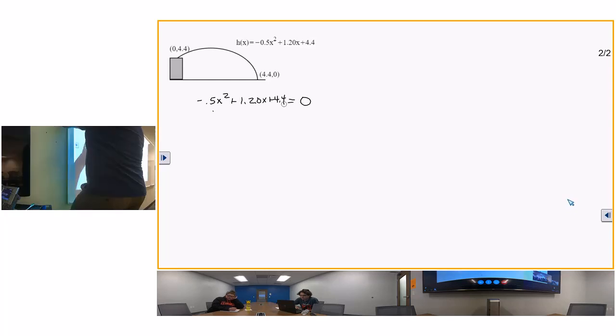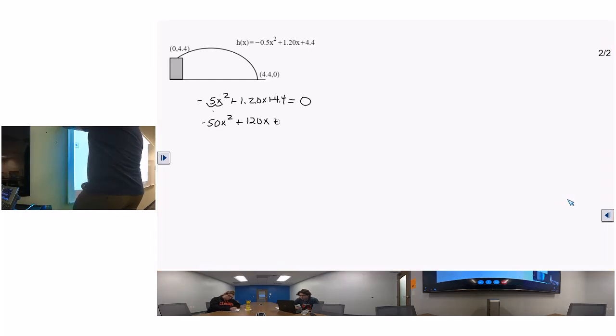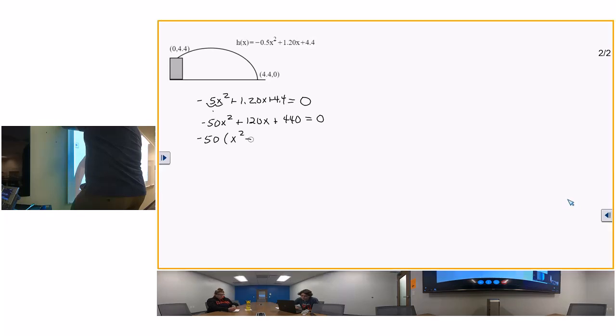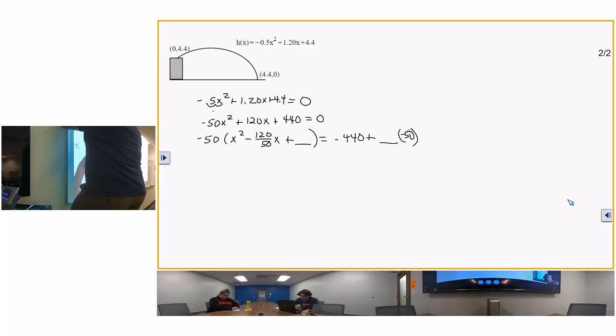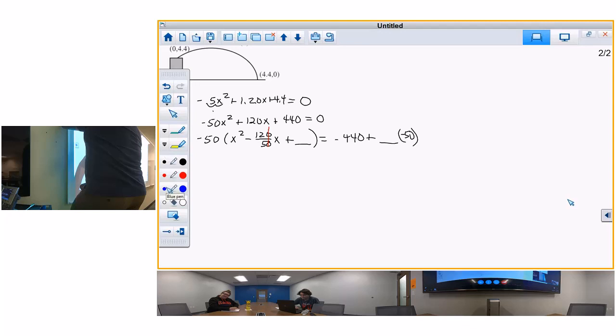Well, multiply through by 100. So that's going to be negative 50x squared plus 120x plus 440 is equal to what? 0. Now I'm going to divide by negative 50, that's going to give me x squared. I'm just going to put 120 over 50 for right now, okay? We'll reduce it in just a second. Everybody with me? All right, now, of course, that's a trick I learned in the war. Those zeros cancel, and you're left with 12 fifths.